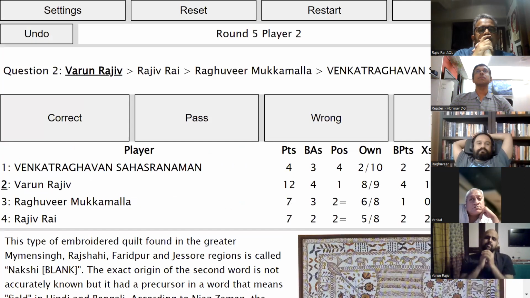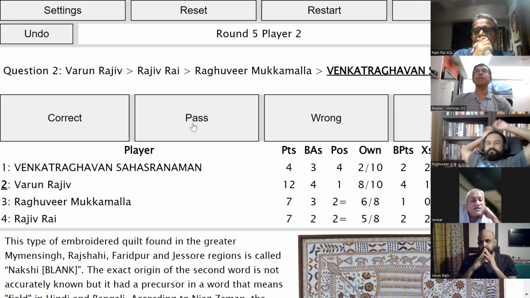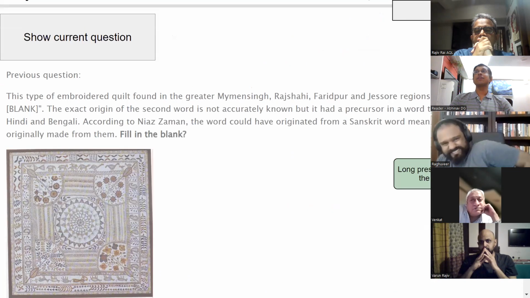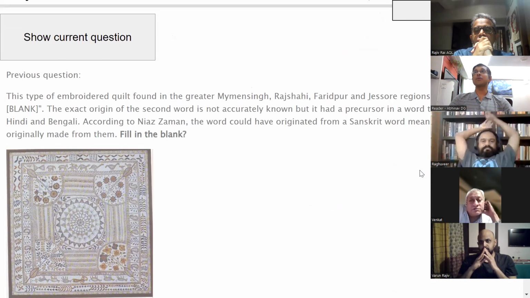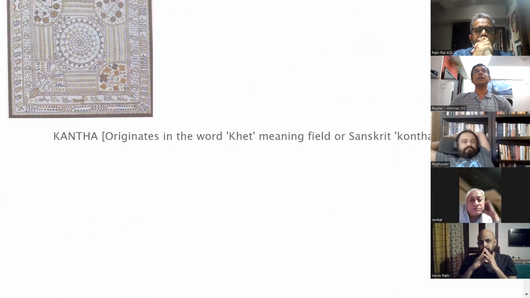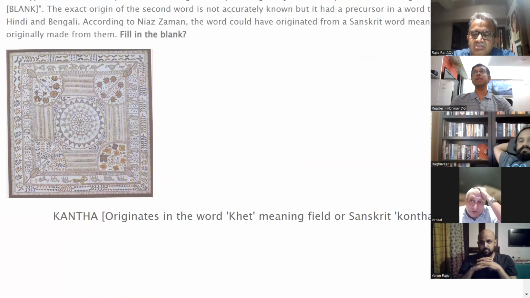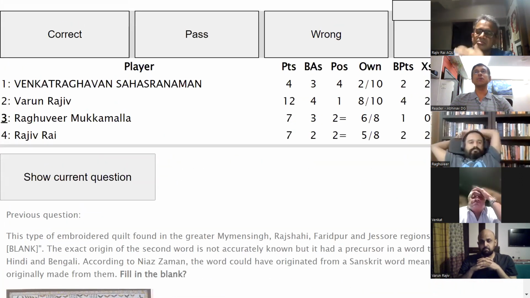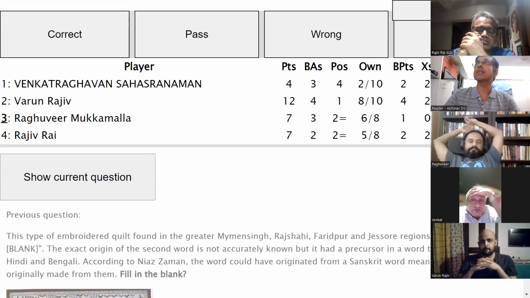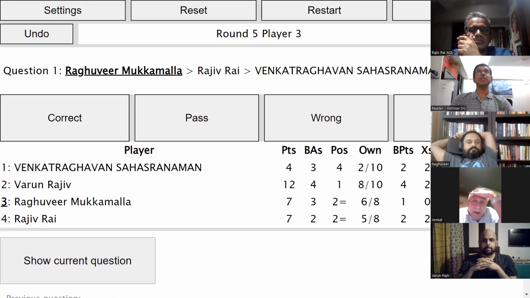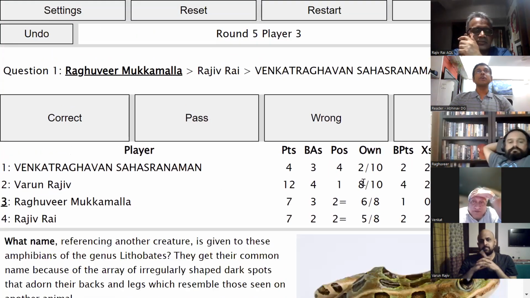Pass. Passing to Rajiv. Pass. Raghuveer, pass. And Venkat. Pass. Little bit of local knowledge from my part of the world required. This is called Katha. Katha originates in the word khet, meaning field, or possibly Pantha, meaning rags, right? So all of these are in Bangladesh, of course, Mymensingh, Rajshahi, and so on. Nakshi Katha. Raghuveer, your question.